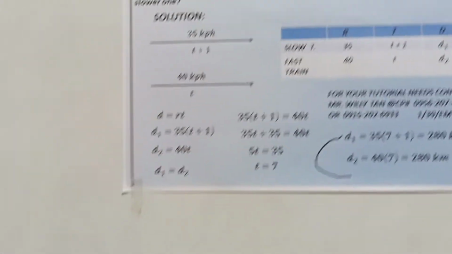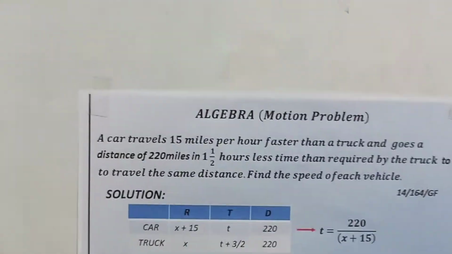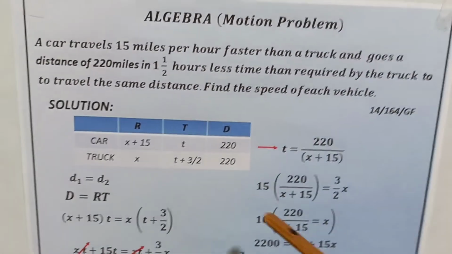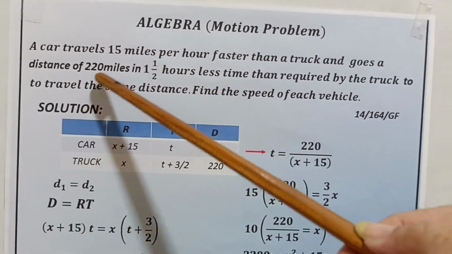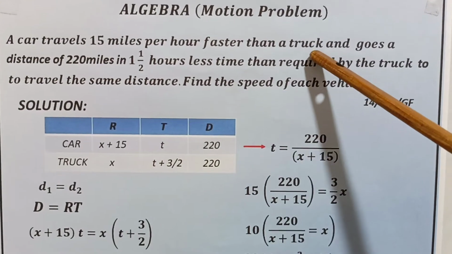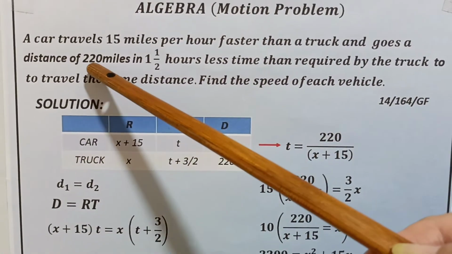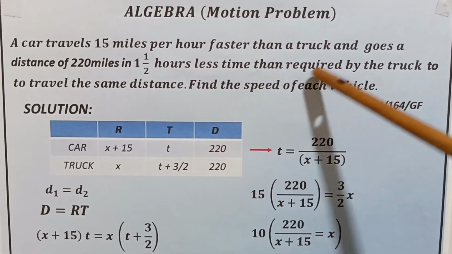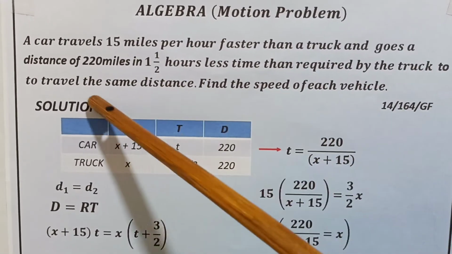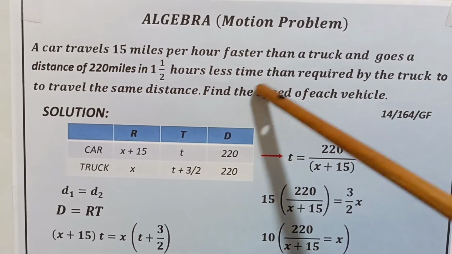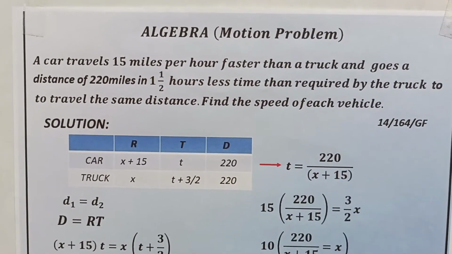So for the third problem, we have a car that travels 15 miles per hour faster than a truck and goes a distance of 220 miles in 1.5 hours less time than required by the truck to travel the same distance. We are asked to find the speed of each vehicle.